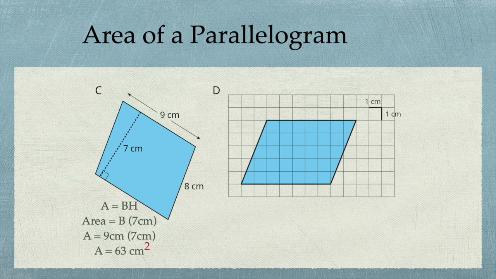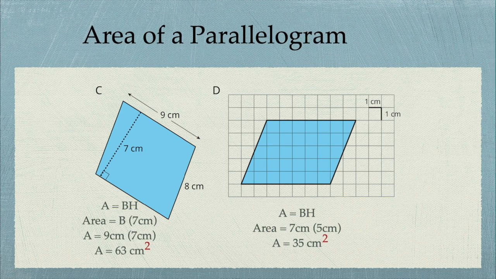Let's try that again on D, just using the formula. I'm practicing using the formula. So the formula is area equals base times height. Now this one's easy because it's on top of a grid, so I can just count those square units. So I know that the base is 7 and the height is 5. So 7 times 5 is 35, and centimeter times centimeter is centimeter squared. To me, that's a lot easier than counting one by one because I always lose track.